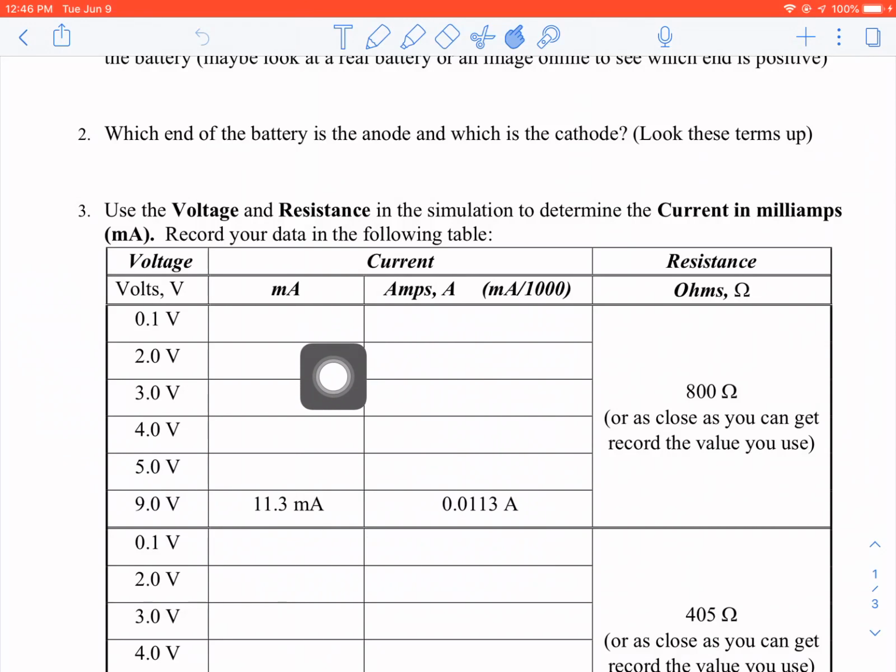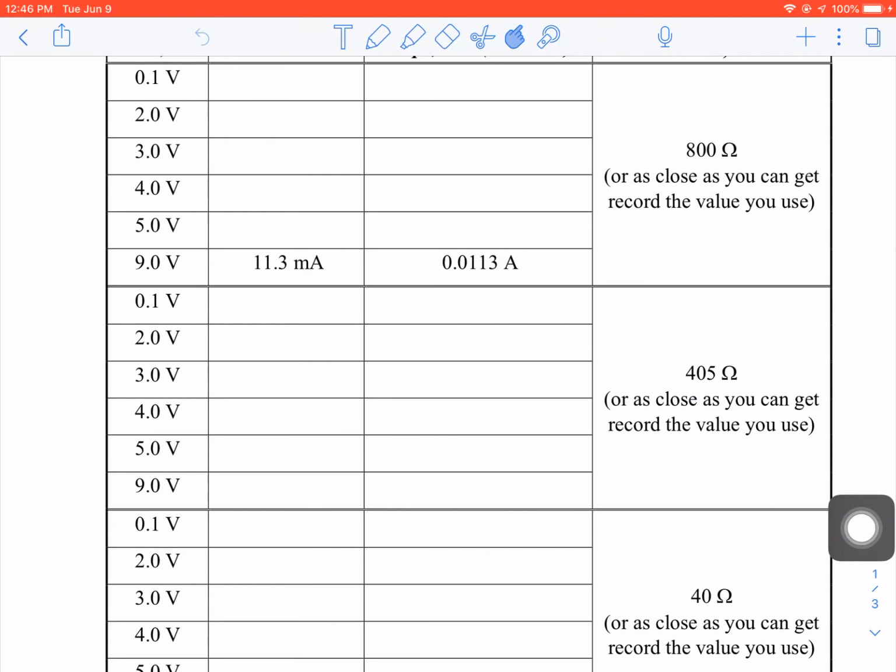Then you're going to change your resistance to 405 ohms, or as close as you can get to that number. If you can't get it exact, that's okay. If you have to use a different number, maybe 395 or 410 or 400 or whatever, just record in the box here what resistance you ended up using. So if you ended up using 410 ohms, just record on your table here 410 ohms.